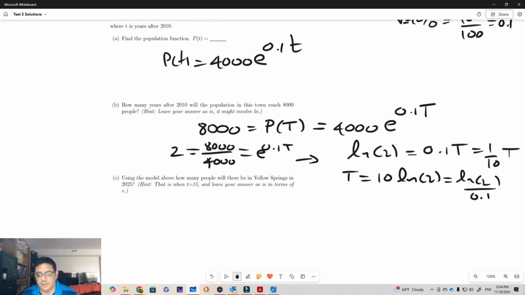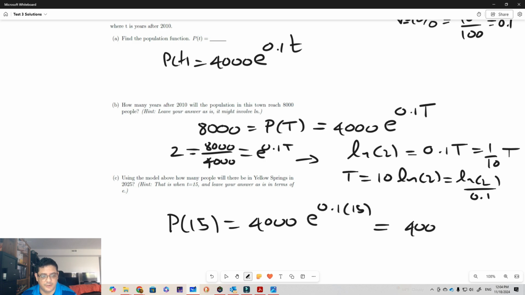Now, question C is, using the model above, how many people will be there in Yellow Springs in 2025? This is when t equals 15, so you just need to plug in P of 15, and this will be 4,000 e to the 0.1 times 15, and this will be 4,000 e to the 1.5. And that's it. These are the solutions for the test.